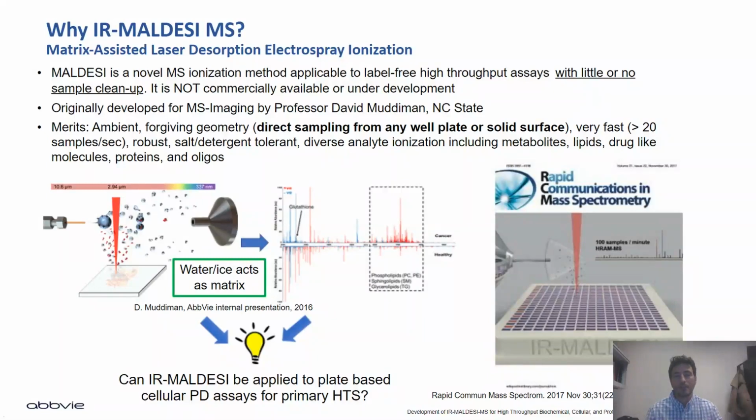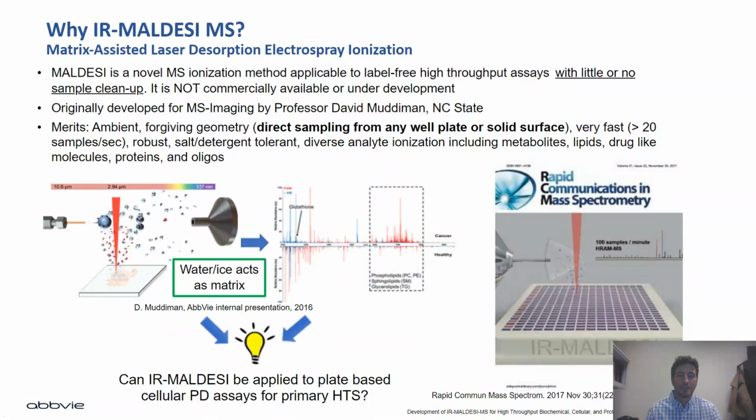It was originally developed for mass spec imaging by a professor at North Carolina State, Dr. David Muddiman, who we're currently collaborating with here at AbbVie. And the inspiration for using this for high-throughput screening came while Dr. Muddiman was presenting at AbbVie back in 2016. He was explaining how they run the experiment, how they take a tissue slice, put it on a slide, freeze it, and water acts essentially as the matrix to help the laser excite the sample and introduce it into the mass spec. So the light bulb went on in our head.